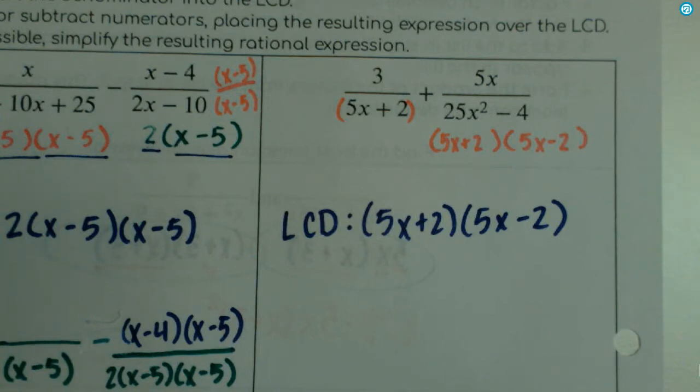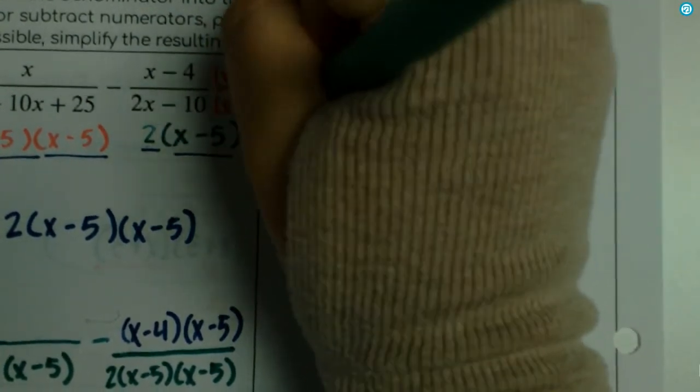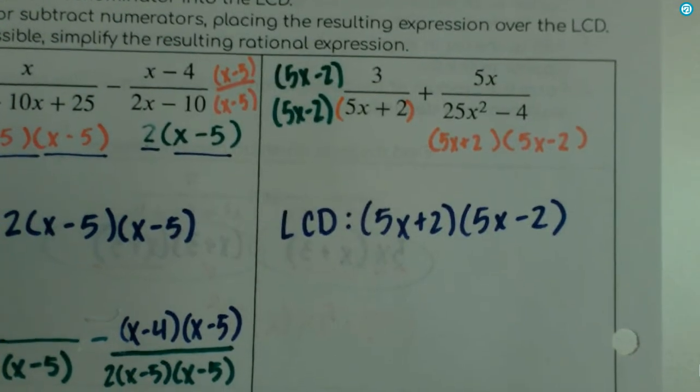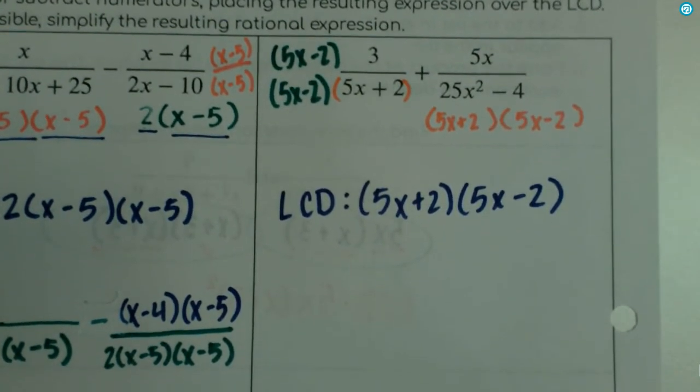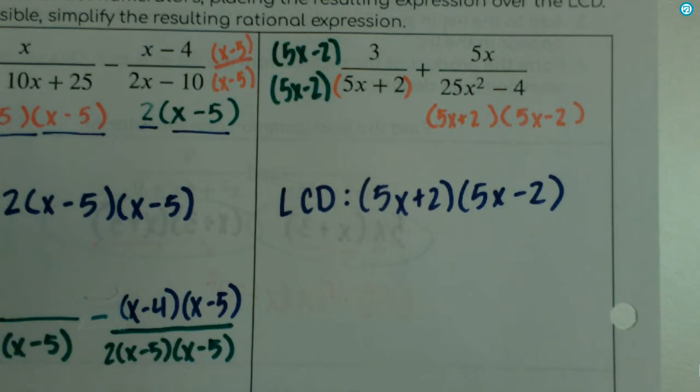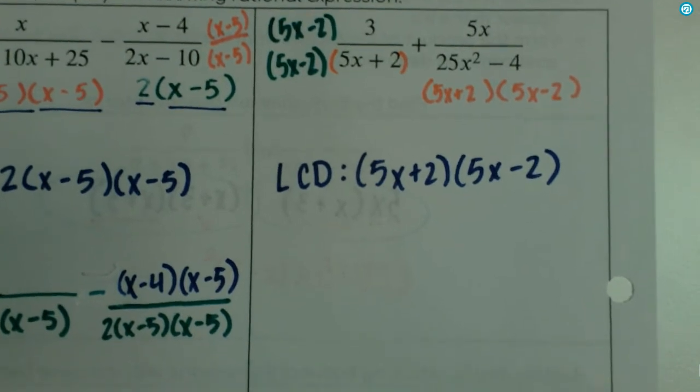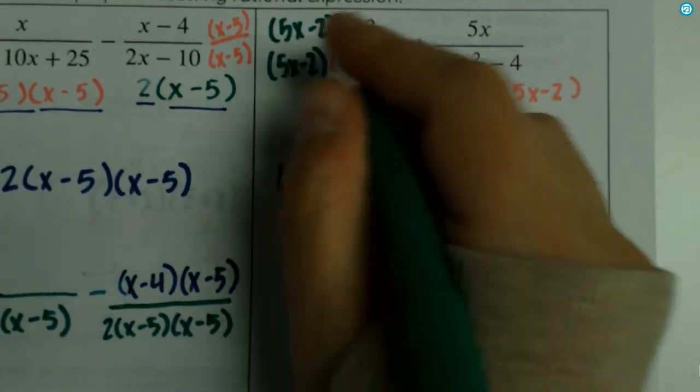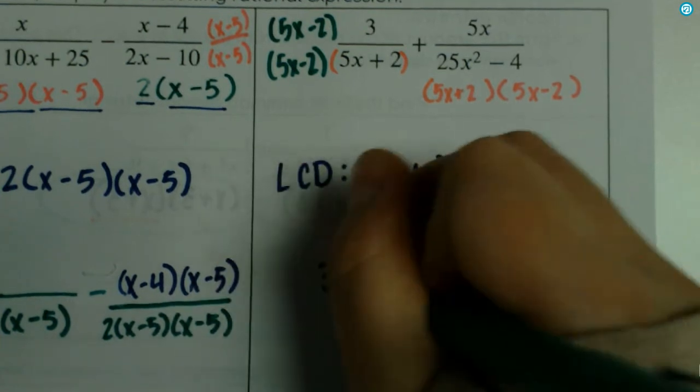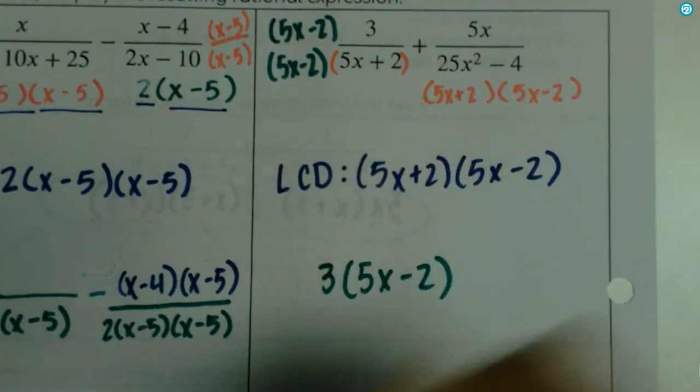So to get that first one to have the same denominator, we need to multiply it and get it the 5x minus 2 that it needs. So I'm going to do 5x minus 2 over 5x minus 2 for it. Okay. I'm going to move that 3 out front. I'm going to rewrite this as 3 times 5x minus 2. It's going to be easier for my brain to understand.